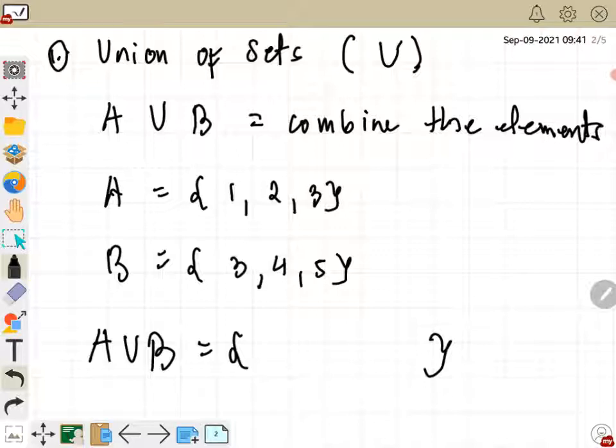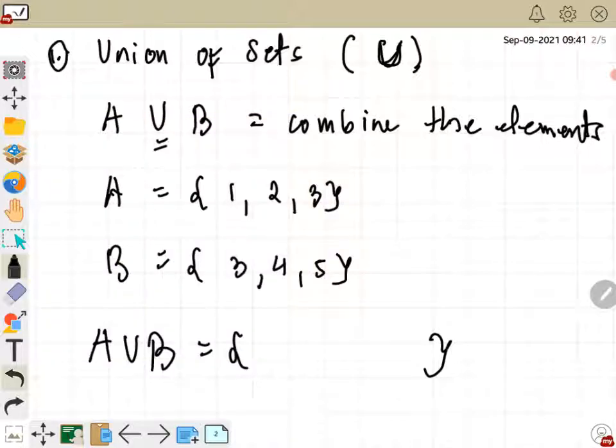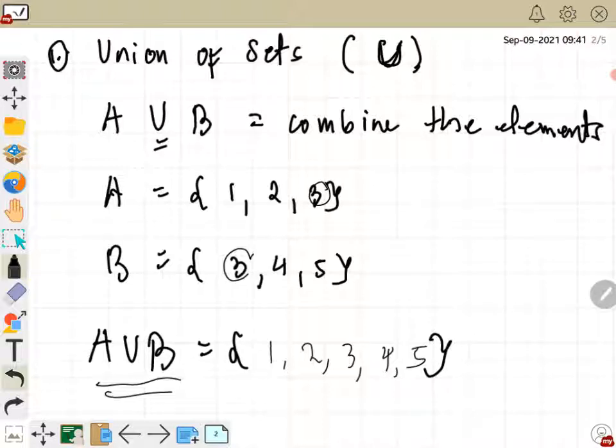So the symbol is just like letter U. So when I say A union B, this is simply combining the elements of both A and B. Suppose we have here A, the elements are 1, 2, 3, and B, the elements are 3, 4, 5. We simply combine these elements so that we get the elements for A union B, but noting that when we have repeated elements, we should only write them once. So we have 1, 2, 3, 4, and 5. So as easy as that.